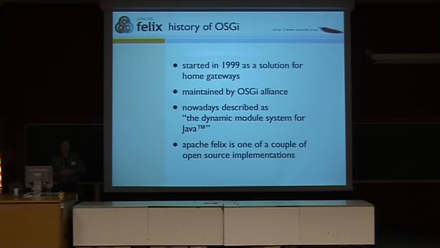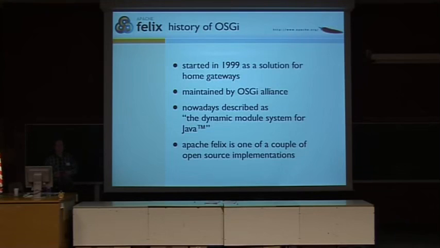So even though the home gateway wasn't a big success, people found other things to do with it, both in the embedded space, but also on the desktop and even on the servers. I mean, you have Eclipse using it as the plug-in system, and nowadays you even have things like the Spring framework and Glassfish using it as the basis for their application servers. So nowadays, if you look at the OSGi website, it's just explained as the dynamic module system for Java.